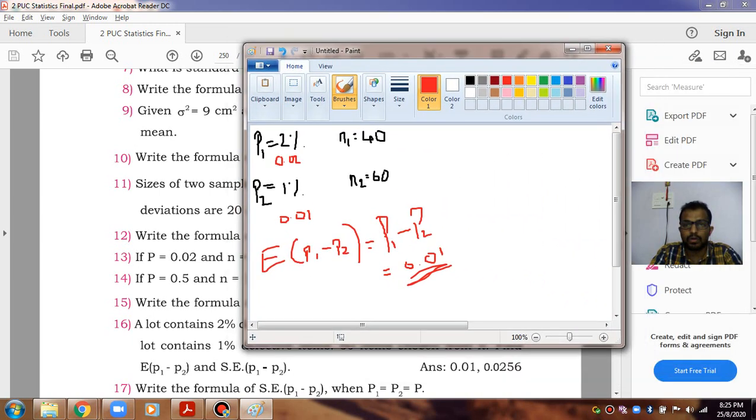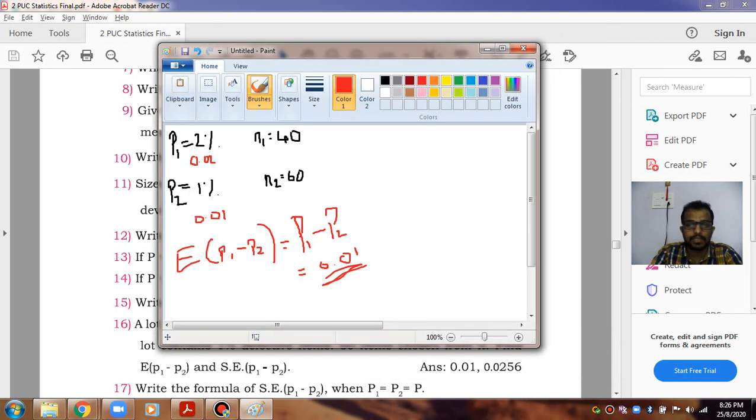Standard error. How to find out standard error? They have given the answer 0.0256. But are we getting the same? Let us check. Standard error formula. Are P1 and P2 same, students? No, sir. Different. So the formula is square root of P1Q1 divided by N1 plus P2Q2 divided by N2. Be very careful. P1 is 0.02 into, how much is Q1, students? 0.98. Very good.